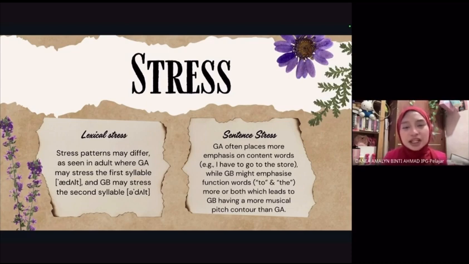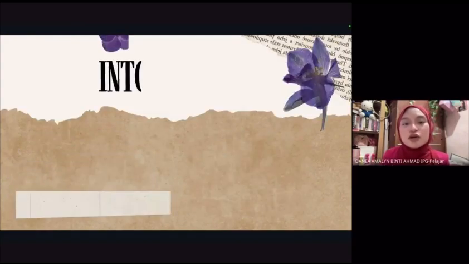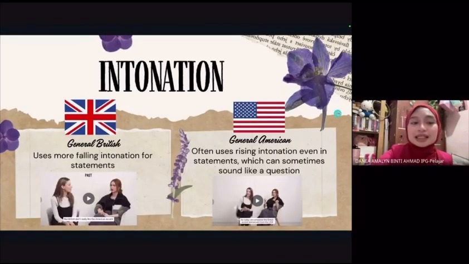General American speakers would usually focus on the content words. You will find the words that must be highlighted in a sentence, and they would emphasize these targeted words. While General British speakers would also emphasize function words such as to and the. So there will be more fluctuations in tone, meaning it will be more rhythmic and you would see more pitch contour. Let's move on to the intonation.